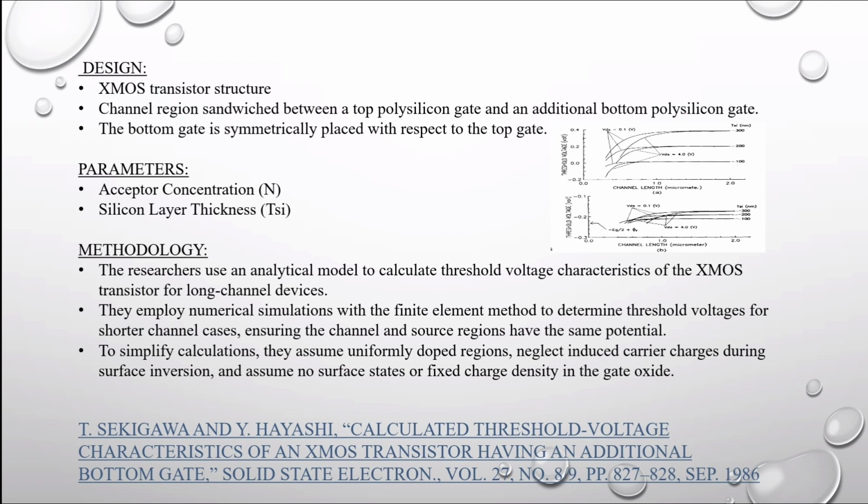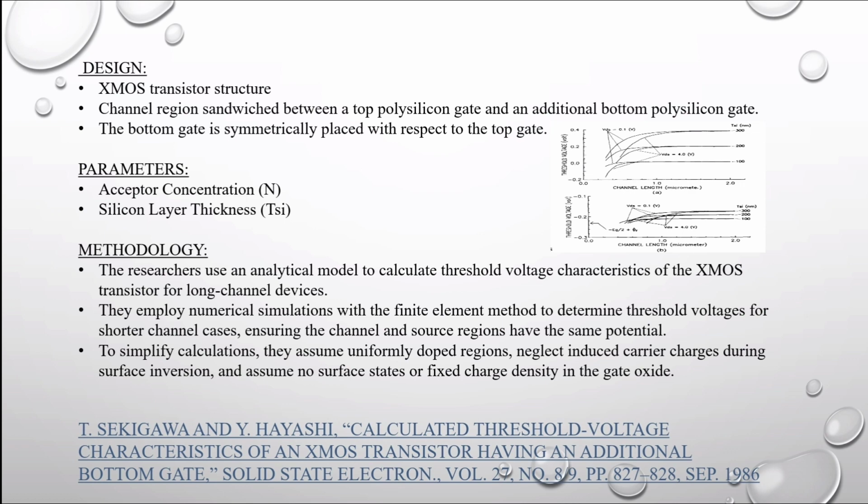The design of the study involves an XMOS, extra polysilicon metal oxide semiconductor transistor structure, where the channel region is positioned between the top polysilicon gate and an additional bottom polysilicon gate. The bottom gate is symmetrically placed with respect to the top gate, creating a unique transistor configuration. The main parameters of interest in the study are the acceptor concentration N in the channel region and the thickness of the silicon layer TSI.